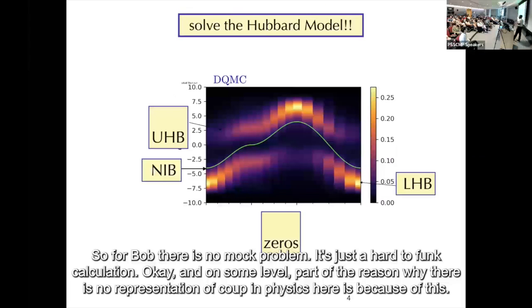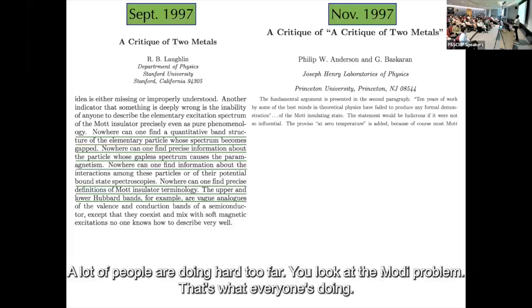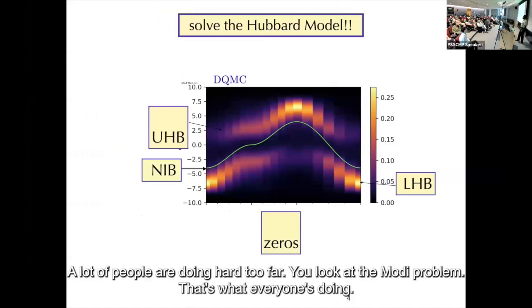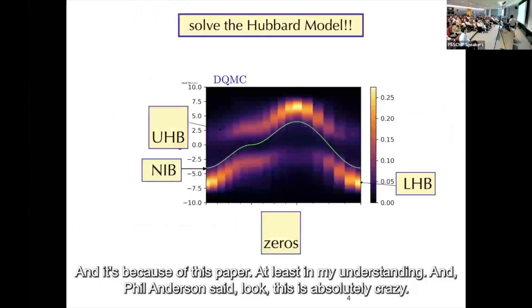Okay, and on some level, part of the reason why there is no representation of Cooper physics here is because of this. A lot of people are doing Hartree-Fock. You look at the Mott problem, that's what everyone's doing. And it's because of this paper, at least in my understanding of that.